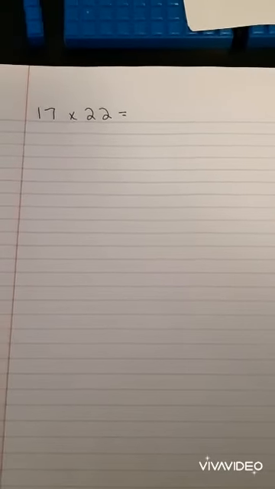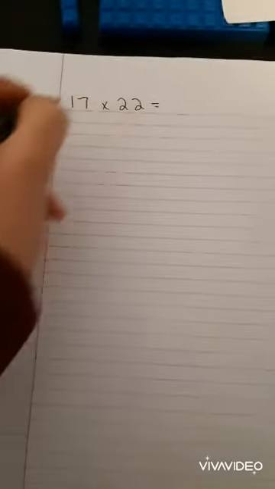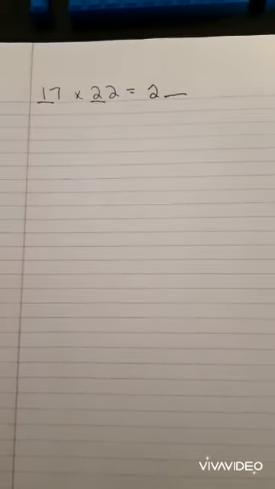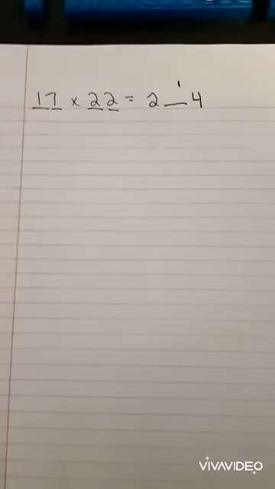This is one of my personal strategies where we're going to solve this. First, we will be multiplying the first two numbers, which we get 2. And then we're going to leave a space in the middle and multiply the last two numbers, which we would get 14. But since it's bigger than 10, we're going to carry the 1 to the middle.